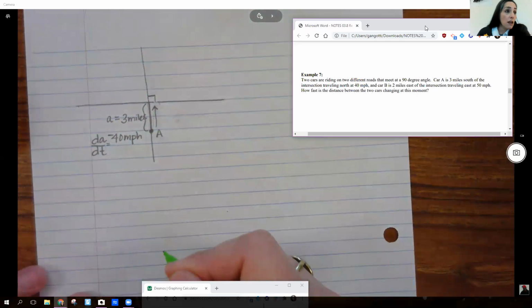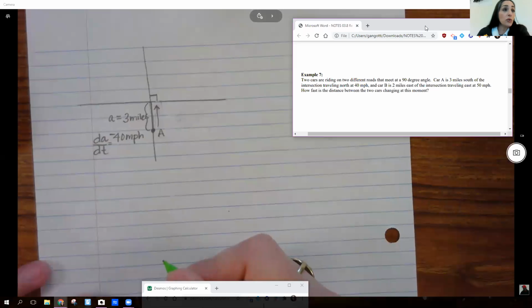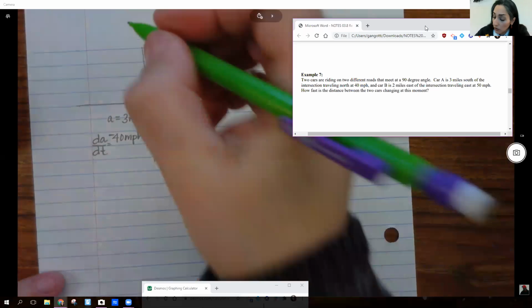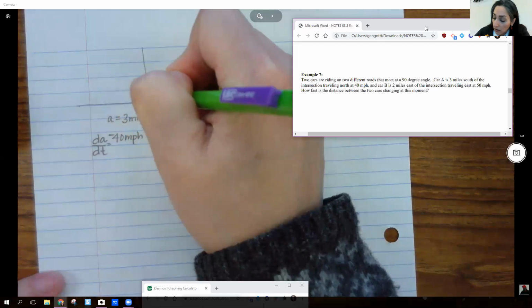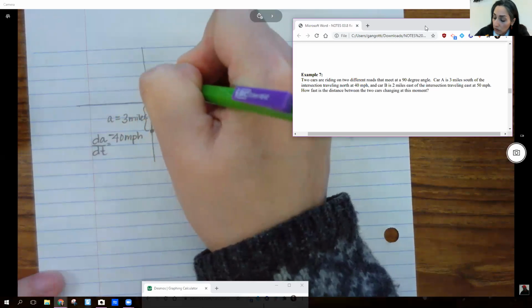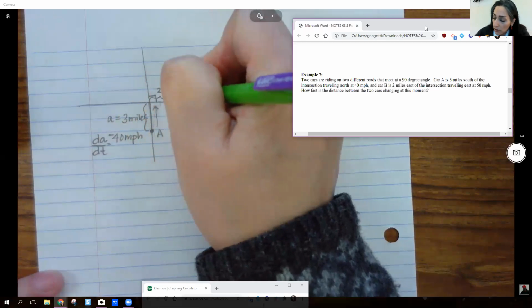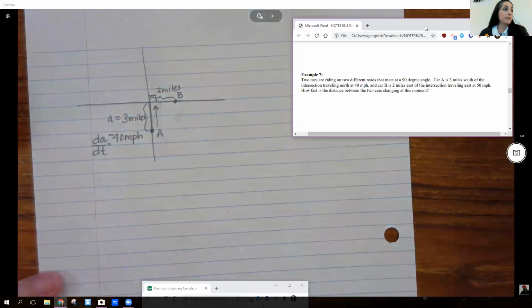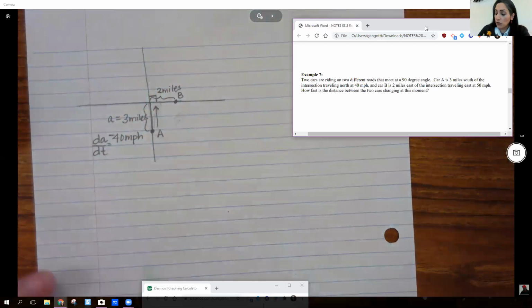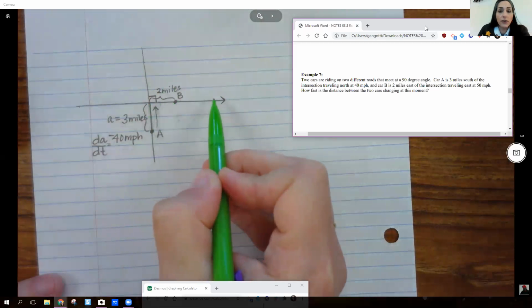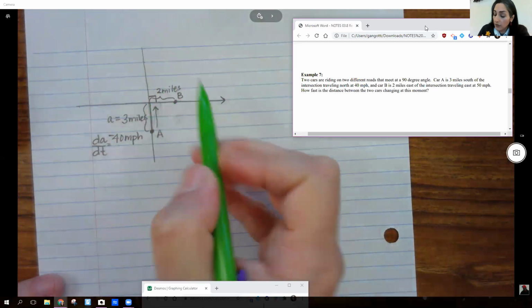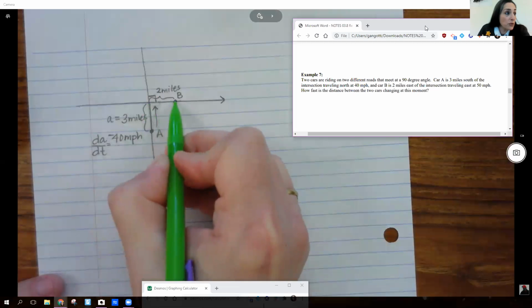So then it says car B is 2 miles east of the intersection. Okay, so east of the intersection is out here. So we'll say 2 miles. Car B. Okay. And that car is traveling east, so it's continuing to go east at 50 miles an hour. All right, so this car is already 2 miles away from the intersection.